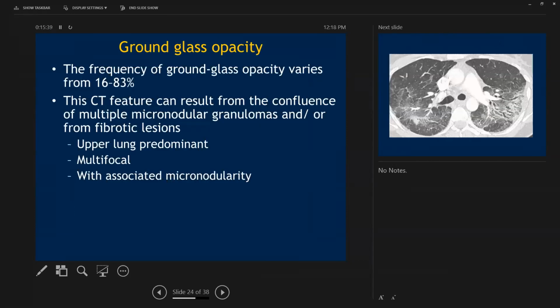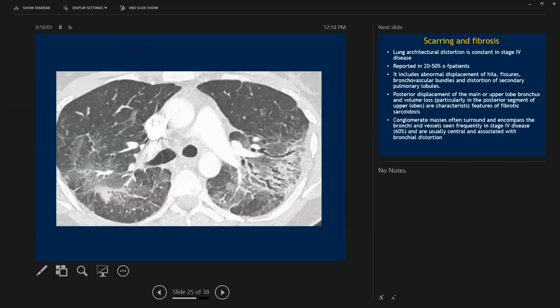Other signs to look for are ground glass opacities, and these can be seen in anywhere from 16 to 80%. And they also result from confluence of multiple micronodular granulomas and fibrotic lesions. Again, upper lung predominant, multifocal, and when associated with micronodularity or enlarged lymph nodes, think sarcoid, because ground glass is a very non-specific finding and can be seen in a multitude of cases.